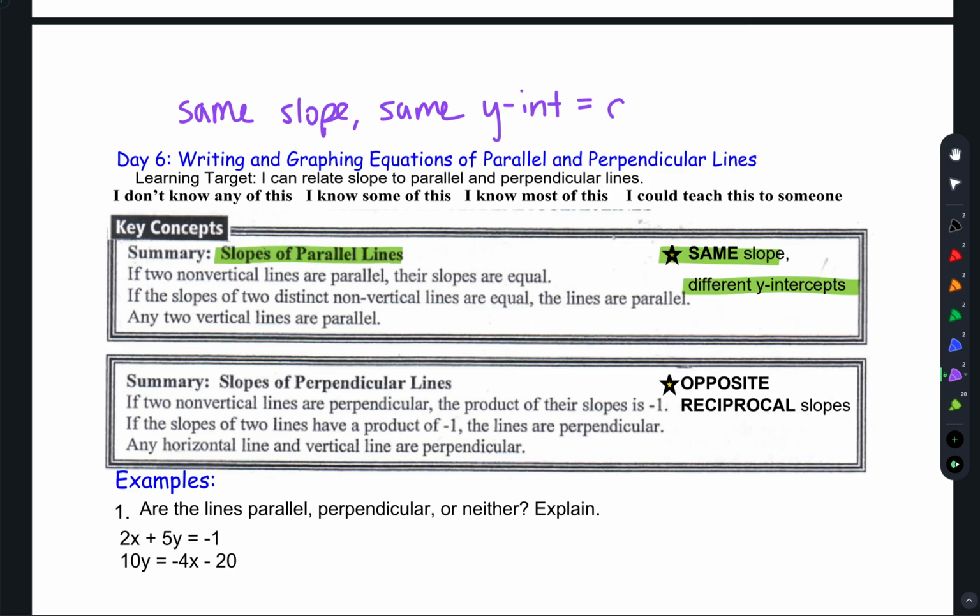Sometimes you're going to see the word coincide. So two lines coincide or overlap if their slope and their y-intercept is the exact same.